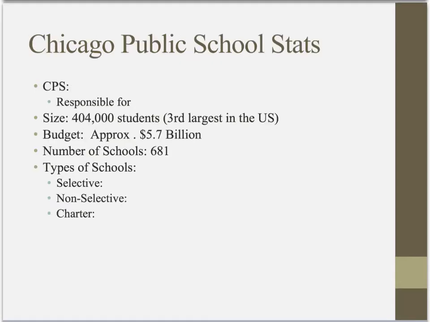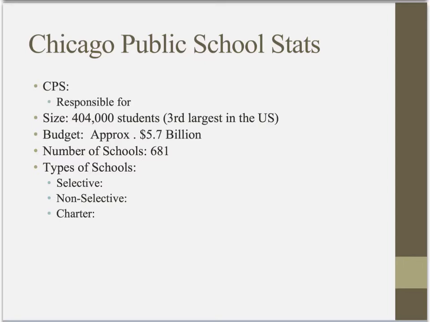Here we go. So, basic stats about Chicago public schools. First, CPS, that's how I'll refer to it from here on out. CPS is responsible for the education of all students living in the city of Chicago. The city of Chicago is one giant school district, and Chicago Public Schools is the organization that operates the school district in Chicago. There are over 404,000 students in the Chicago public school system. That's the 3rd largest school district in the United States, the other 2 being New York and Los Angeles.